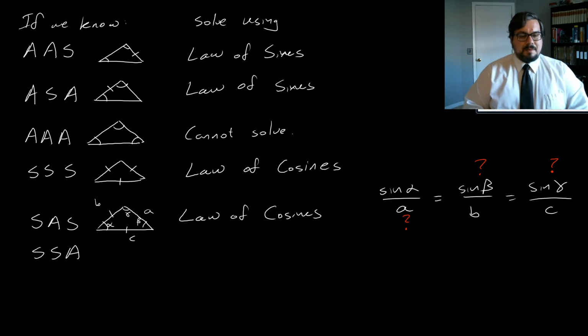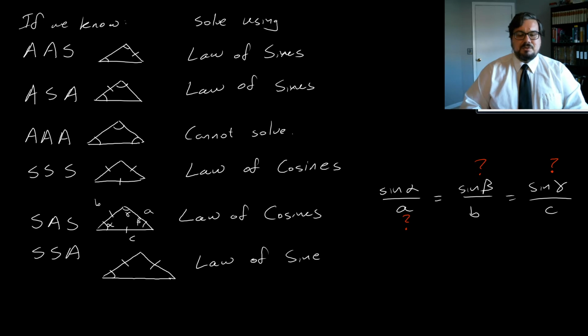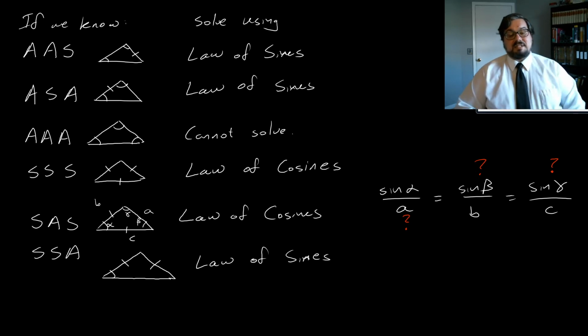But then side, side, angle, this is one that we can potentially solve. So this is one where we have two sides and we know an angle. This we can also handle using the law of sines. And that's because we actually do know about an angle and its opposite side. That's what we need to work with. However, there are some things we have to be careful about here.